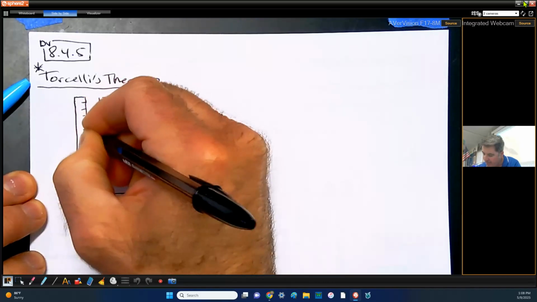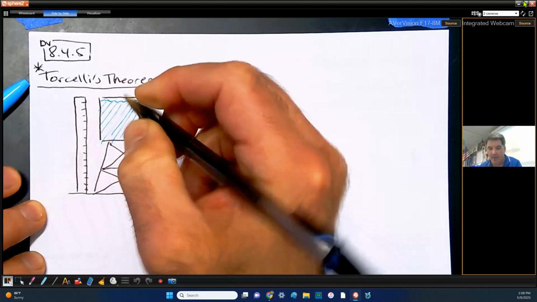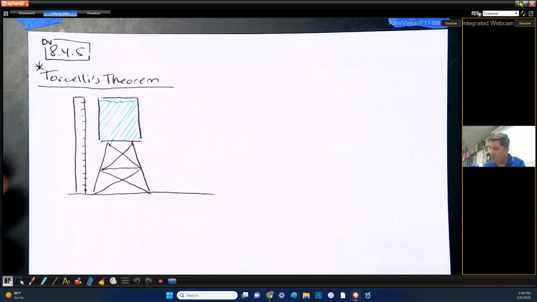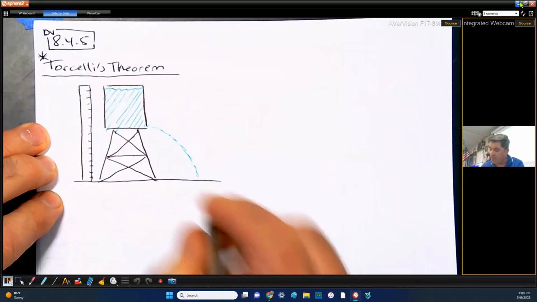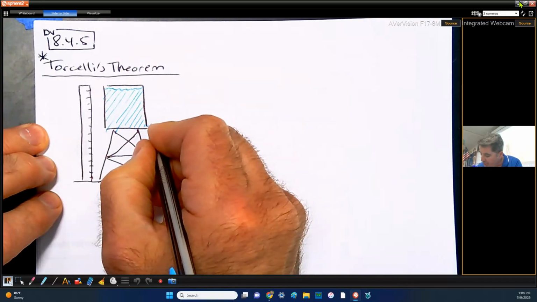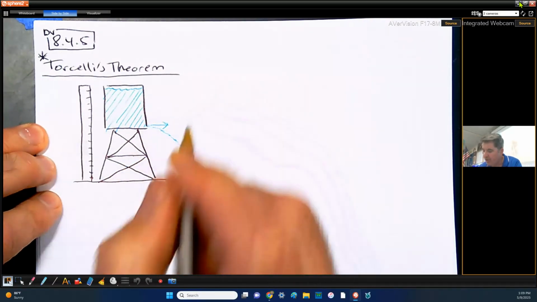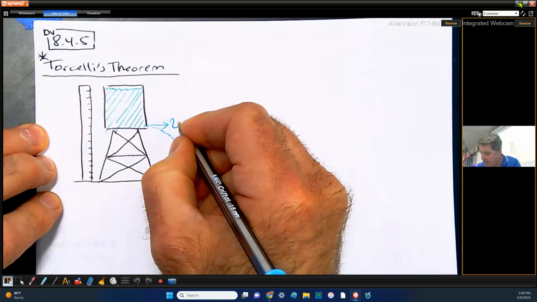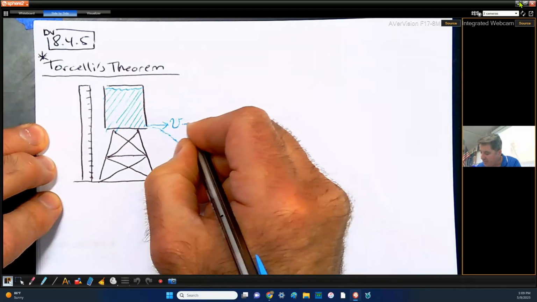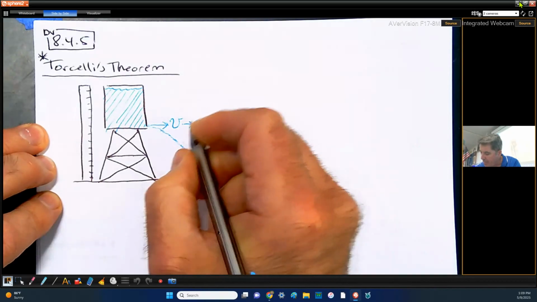So I need to be able to measure the height if I'm going to figure out what's going on here. And so what Torricelli said is, I can do the math and I can find out how fast this water is going to go out. He didn't say I'm going to find out where it's going to land. He said, I'm going to do the math, and I know this water is going to shoot out right here at a certain speed. And I'm going to show you in my theorem what this velocity is going to be equal to.